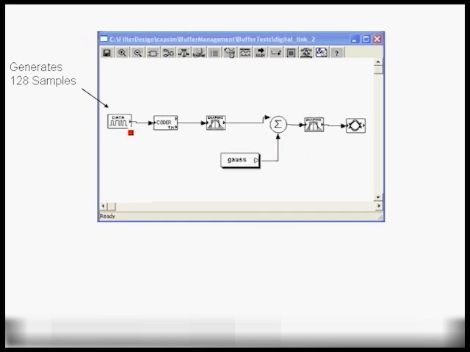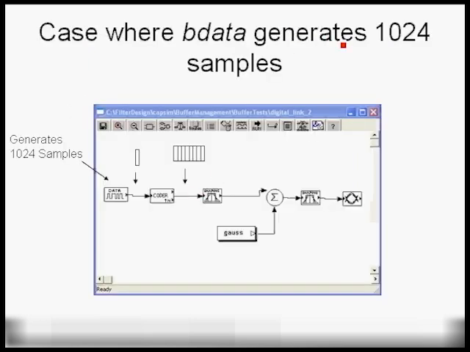The problem occurs though when the binary data generates more than 128 samples. Let's take a look at this case. The binary data generates 1024 samples. In this case, when the kernel schedules all the blocks, the binary data would generate 128 samples. It'll get upsampled, and here we have 8 times 128 samples at the input to the add block. But when the kernel visits the Gauss block, it'll only generate 128 samples.